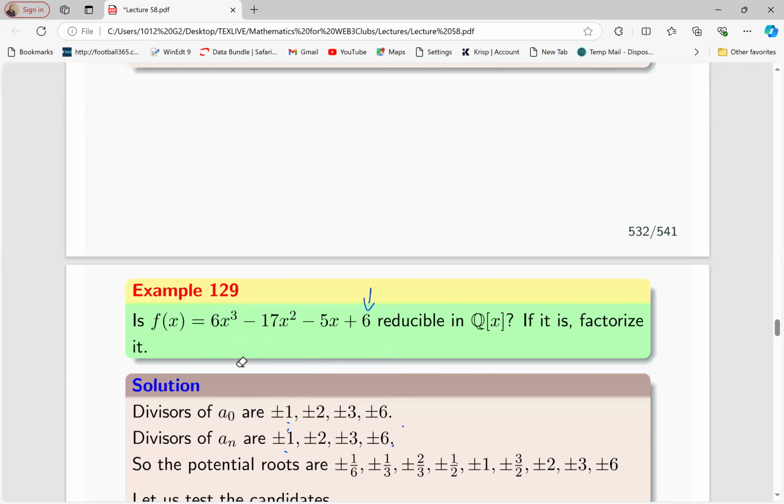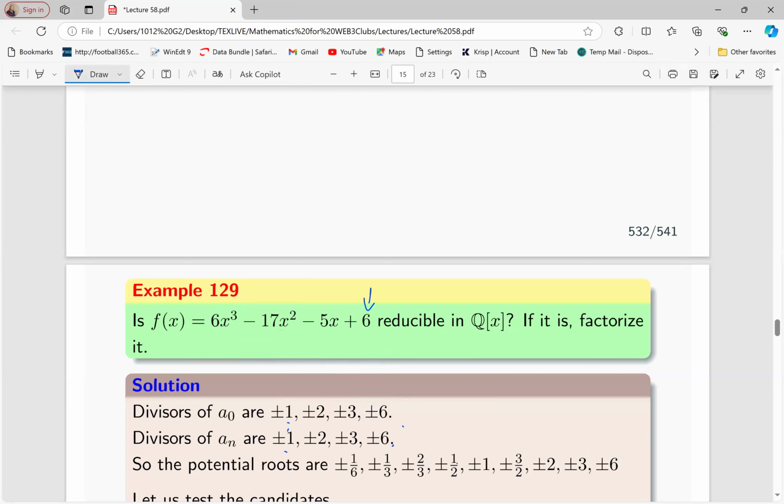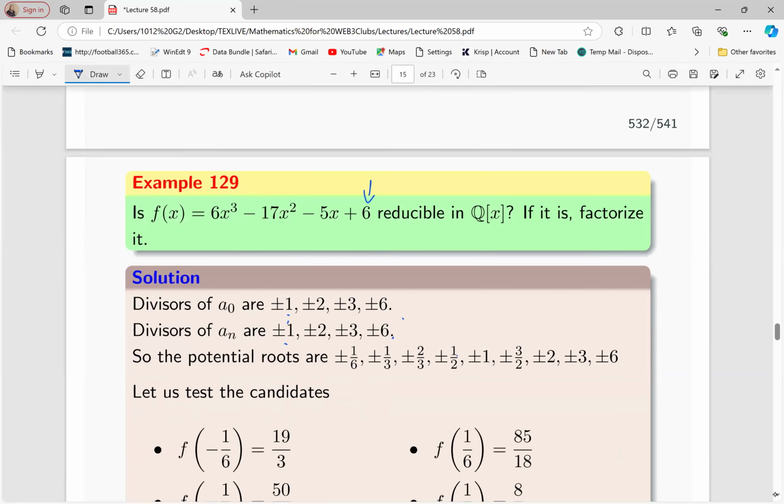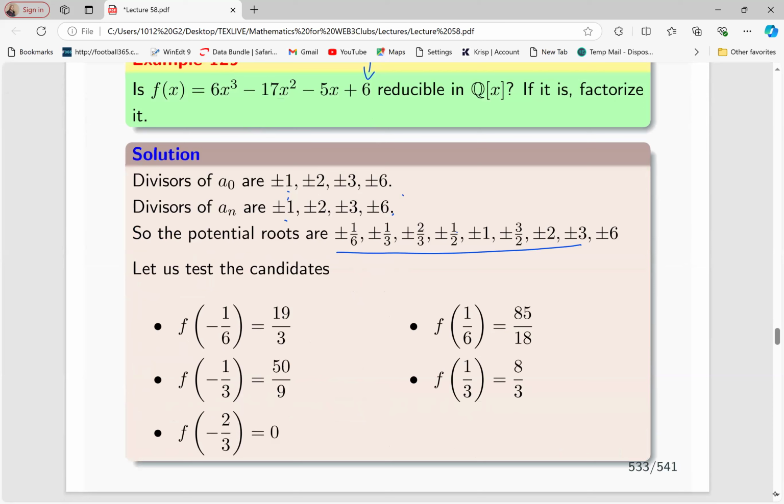Any root to this equation must be one of the ones you mentioned. You cannot get it from outside. Even if you try, you cannot get it from outside. It must be one of these. If it's not here, then there is no root.